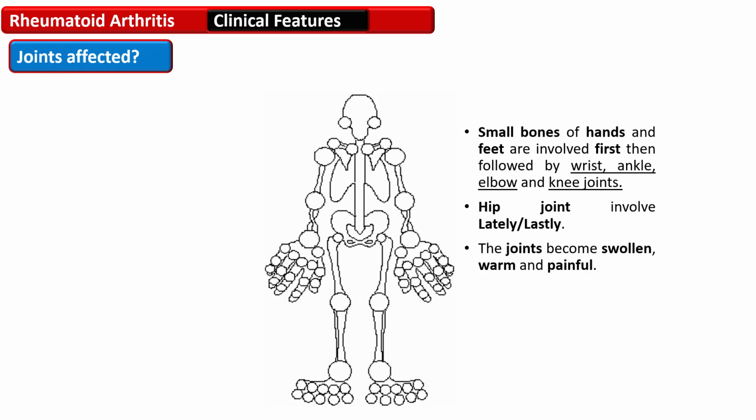Now, clinical features of rheumatoid arthritis: the disease is progressive and it adds on joints over time. Small joints of the hands and feet are affected first, followed by the wrist, ankle, and elbow, and finally the knee joint. Hip joints are affected late. The joints are swollen, warm, and painful.